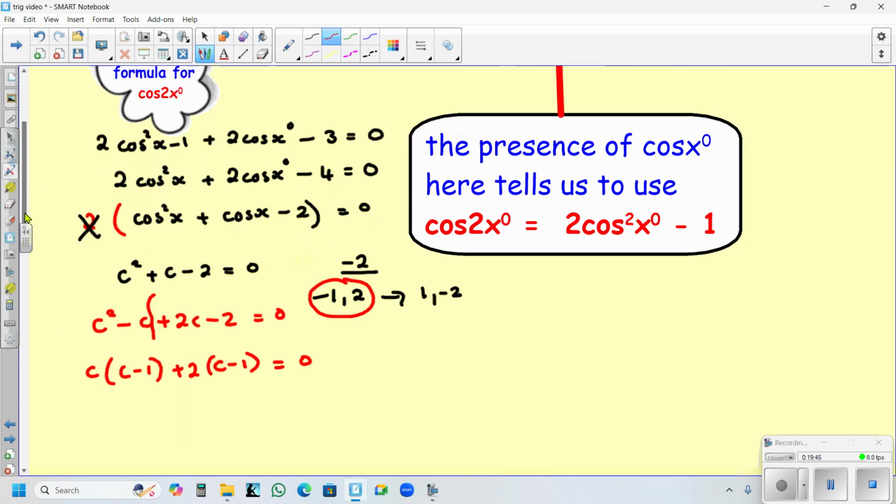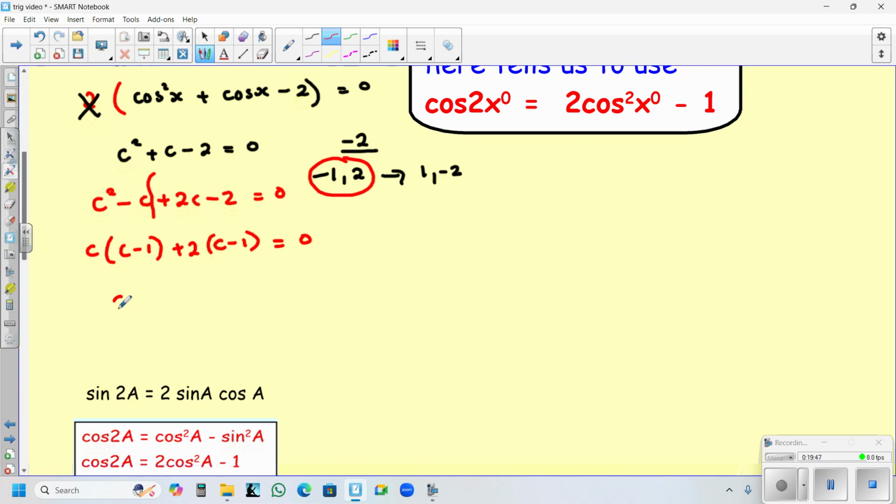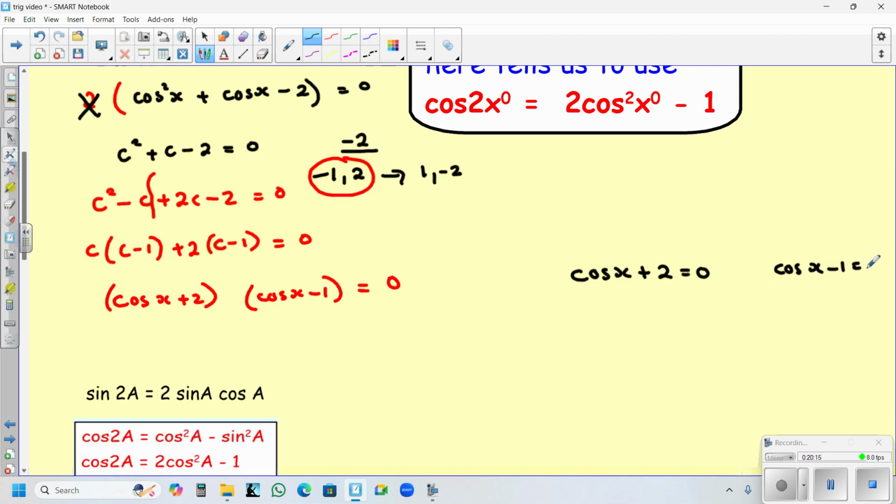Okay, I can form my two brackets, which would give me cos x plus 2, and the other bracket would be cos x minus 1, and it's all equal to 0. So we've got two brackets equal to 0. I'm going to take each one in turn. I'll write them over here. So I've got cos x plus 2 equals 0. The other one is cos x minus 1 equals 0.